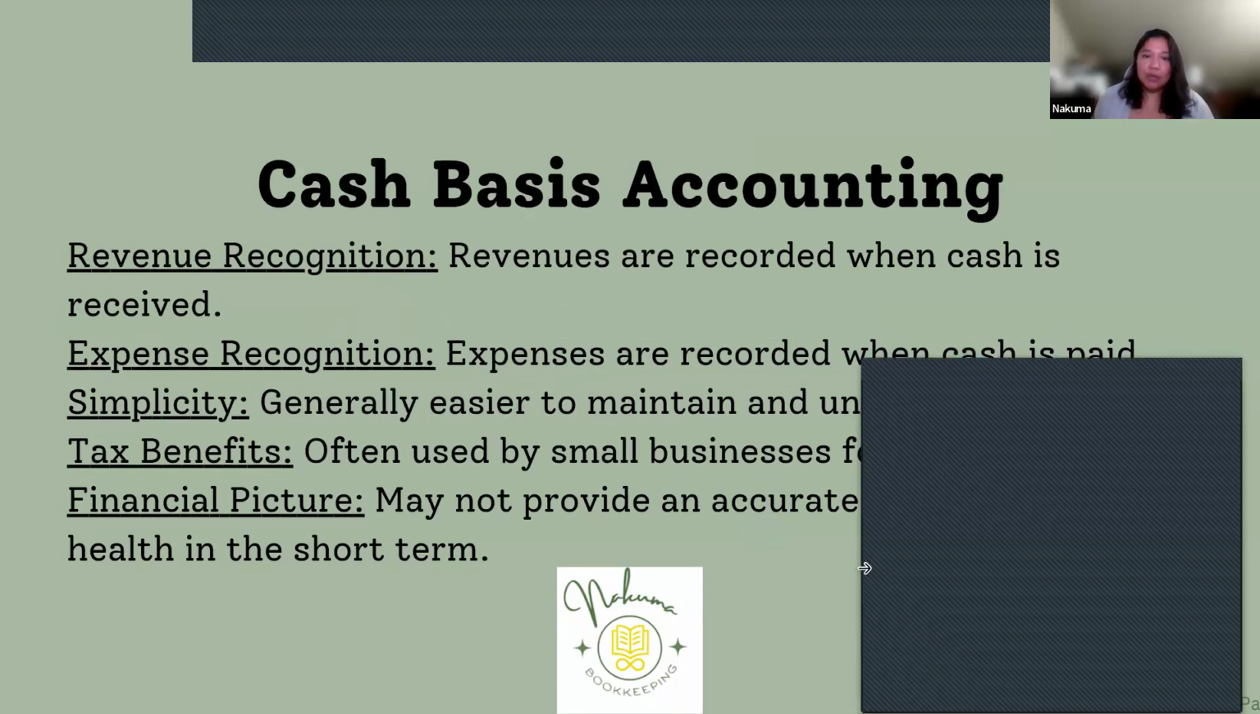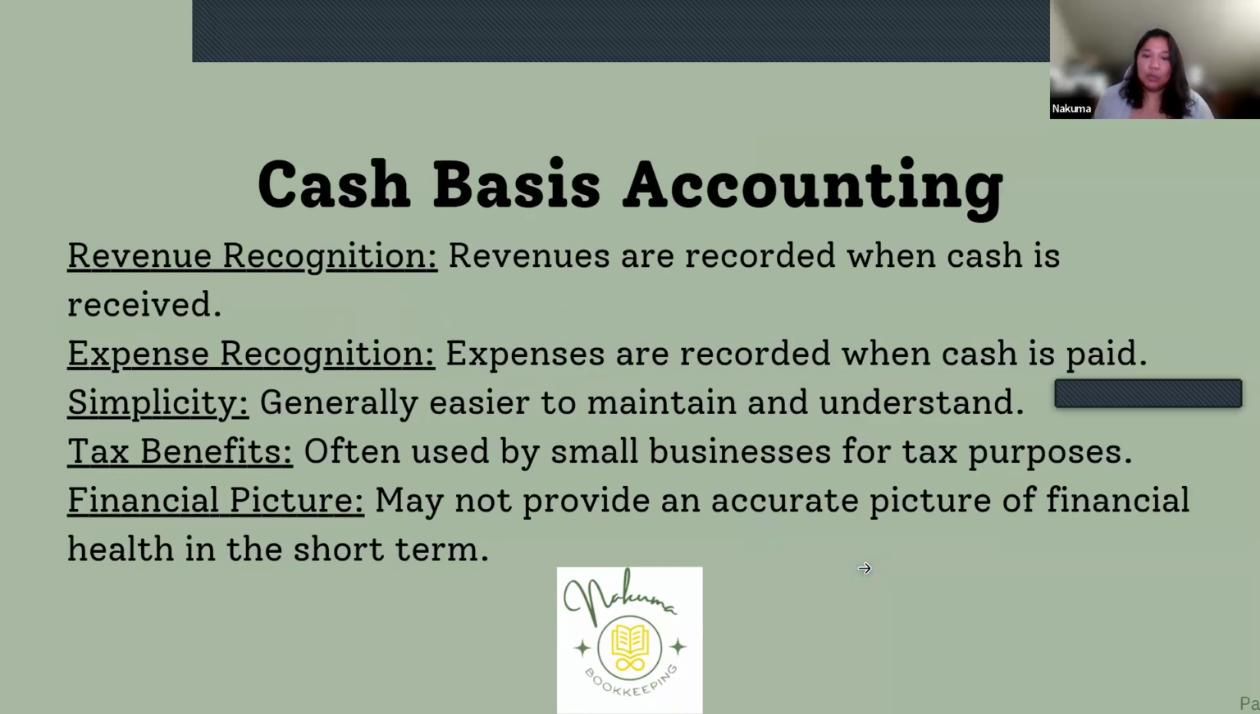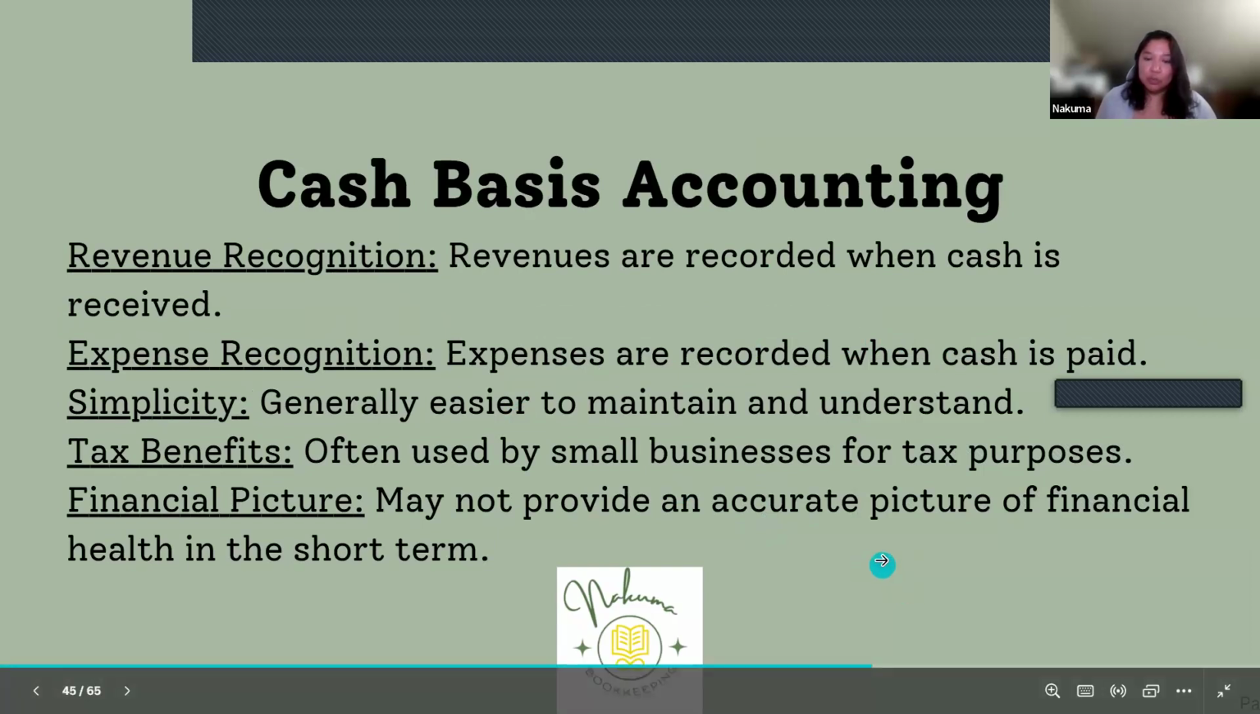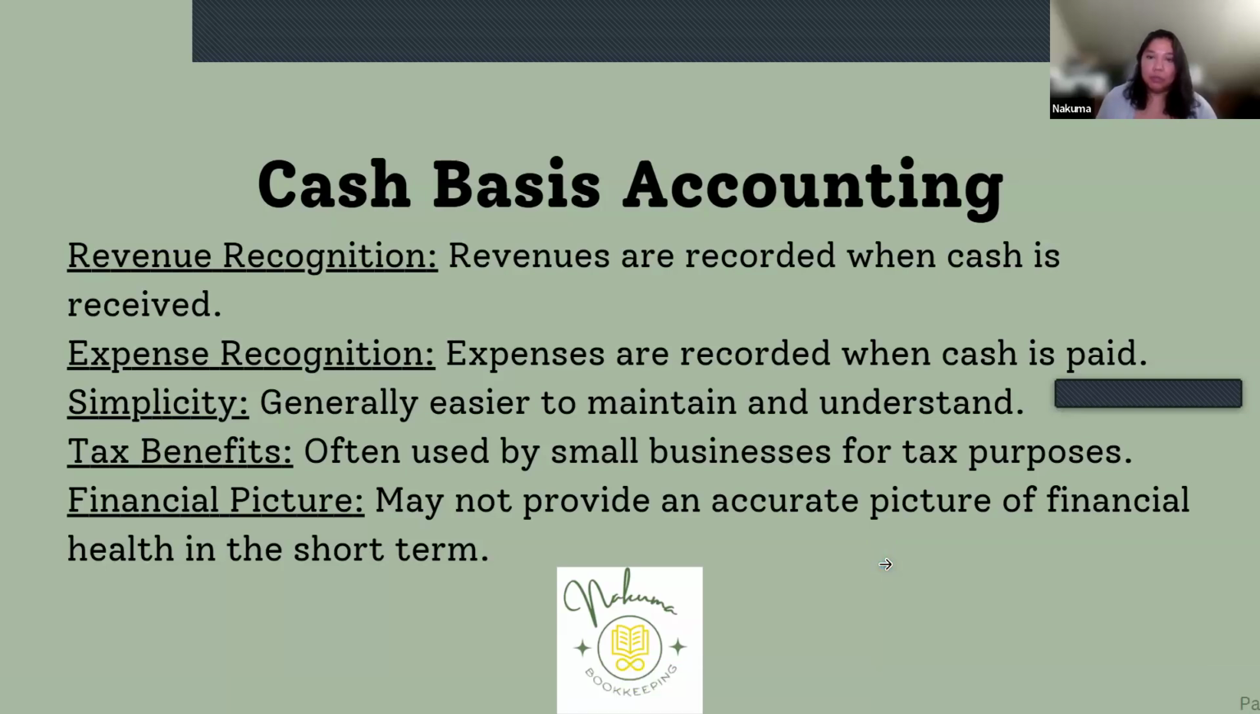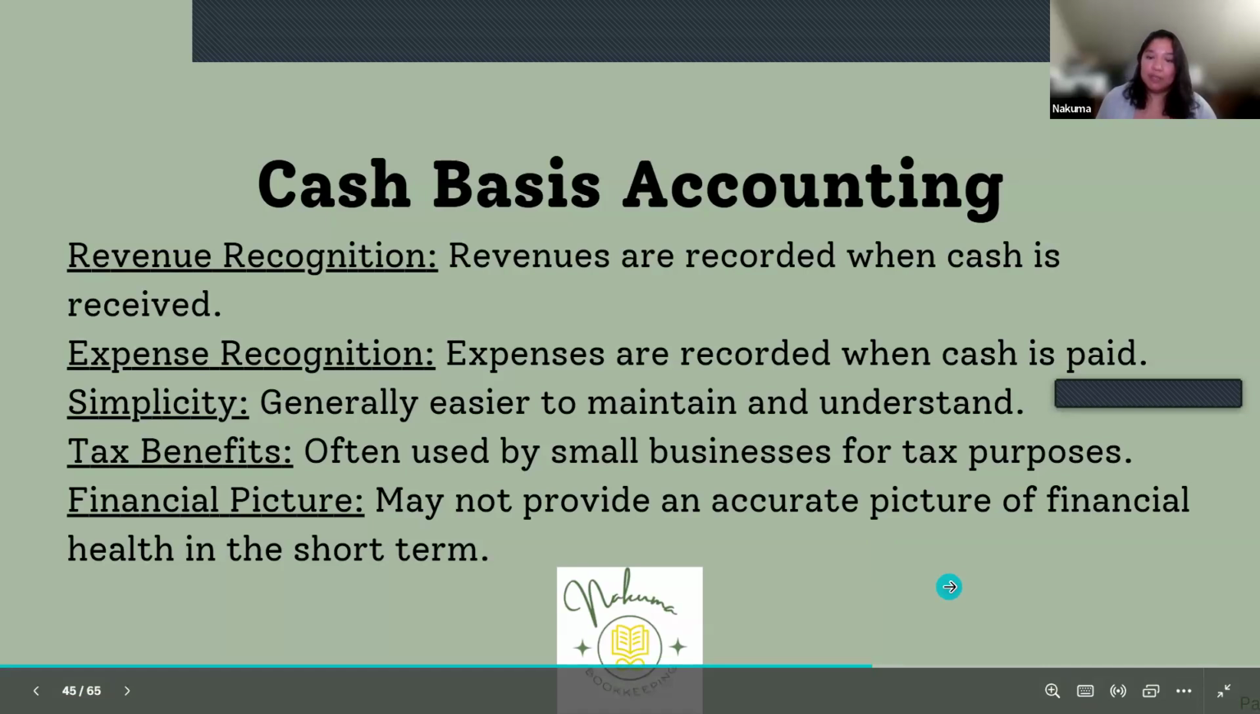With cash-based bookkeeping, revenue is recorded when the cash is received and the expense is recorded when the cash is paid. It's generally simpler to maintain and understand, and it's often used by small businesses for tax purposes. It may not provide an accurate picture of financial health in the short term. So if you've billed a client and you're waiting for the payment, this won't show that pending revenue. This is more when you receive the payment.